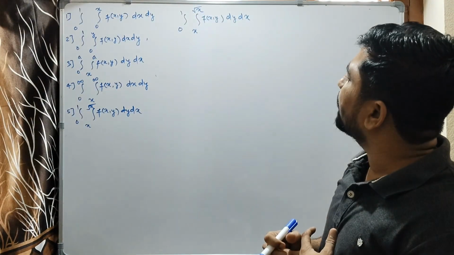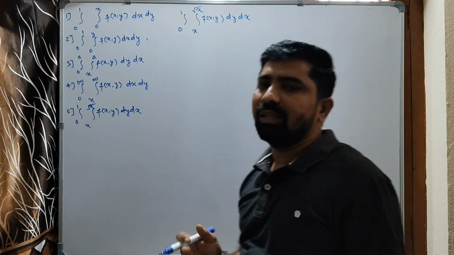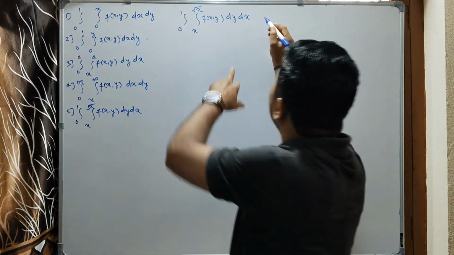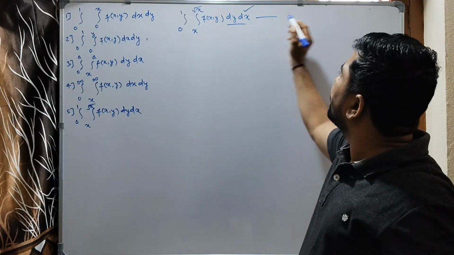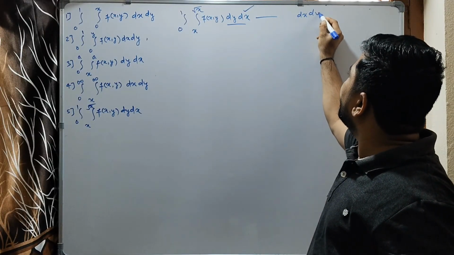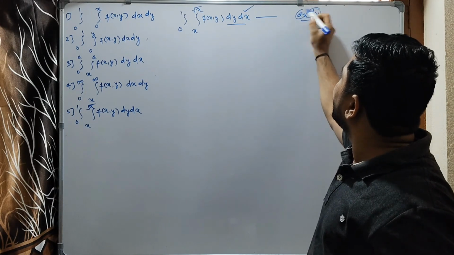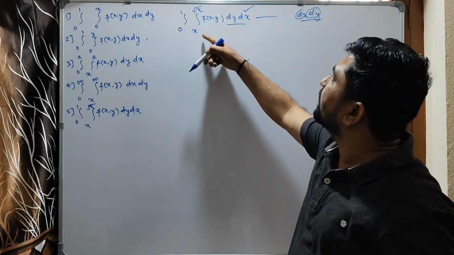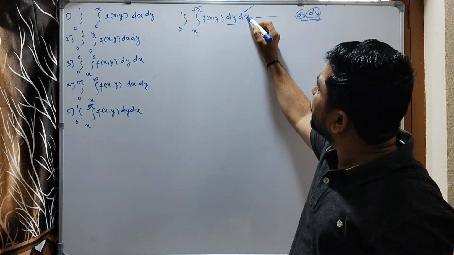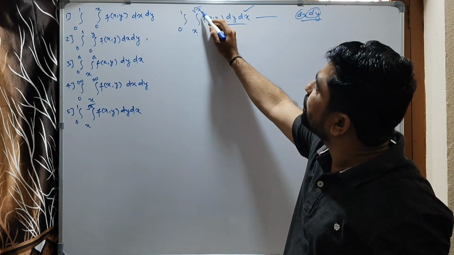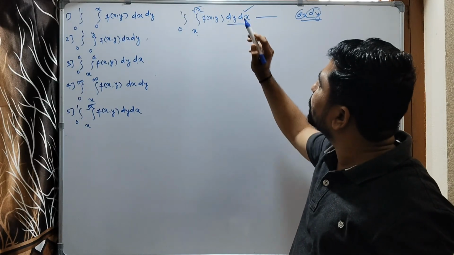Now first I will draw the region, and after that I will change this dy dx to dx and then dy. This is the given order. I want to change this order dy dx to dx and then dy. While changing the order, I want to change the limits in terms of y variable. Whenever the inner limit is in terms of x variable, we integrate first with respect to y.